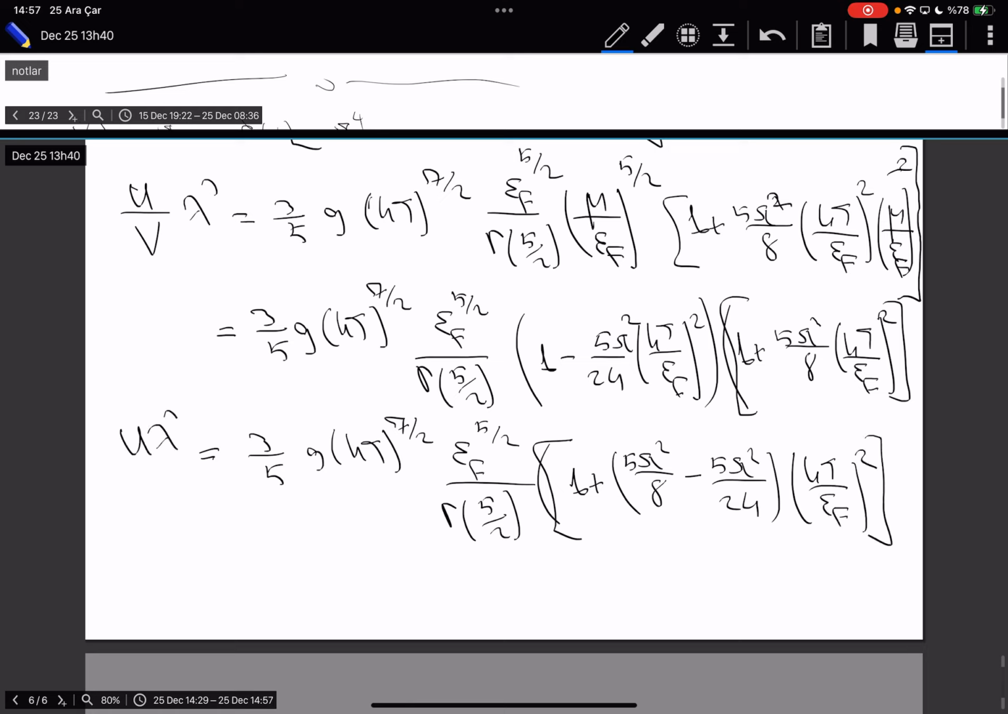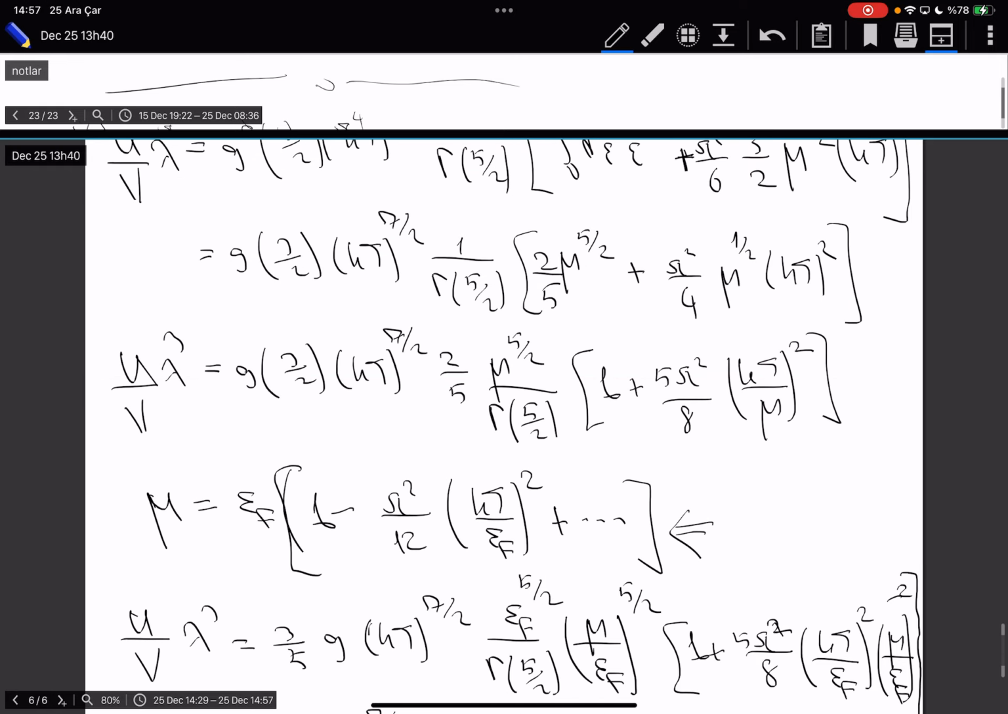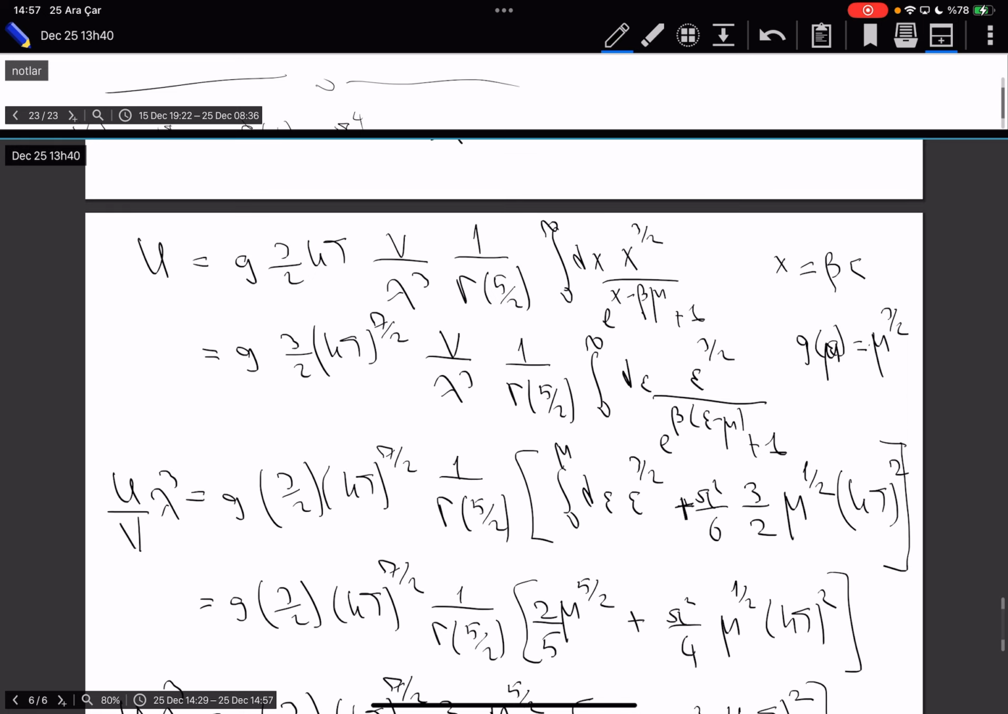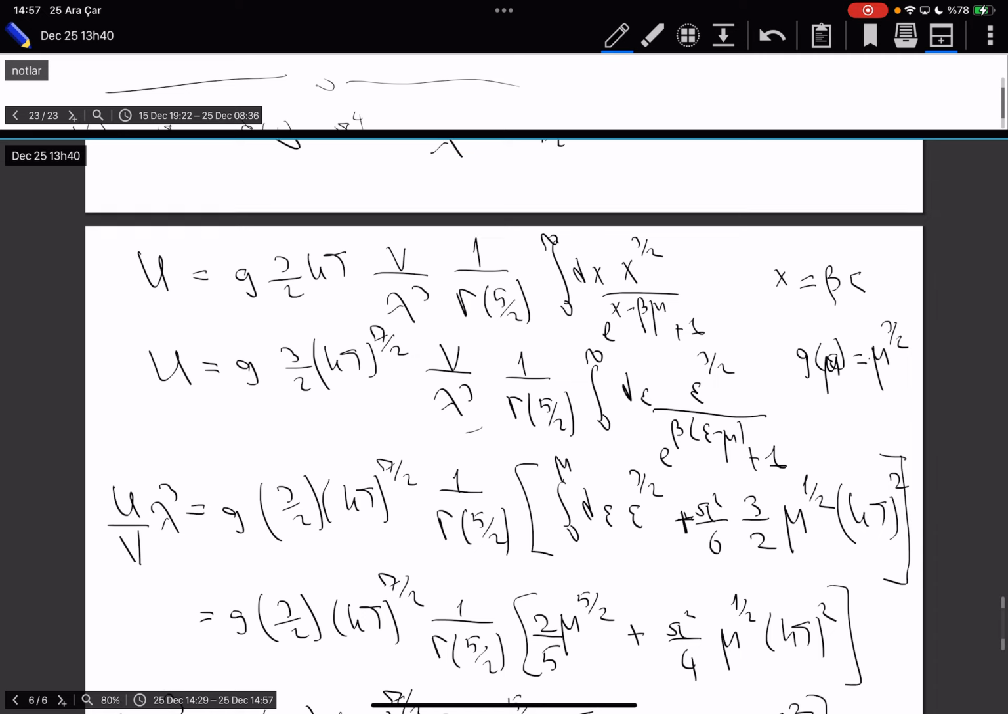Yes. Why do you think it doesn't match? Oh, okay, so let's see where we don't have dimension mismatch. Let's start with this line over here, U. Okay, here there is a mismatch. V over lambda cubed is dimensionless. This is energy to the power 5 half. This is energy to the power 7 half. So it's a dimension mismatch.